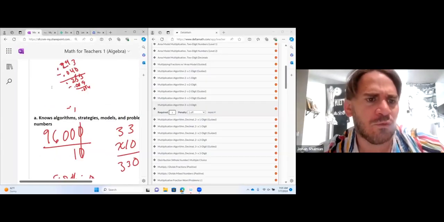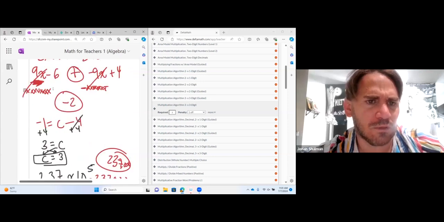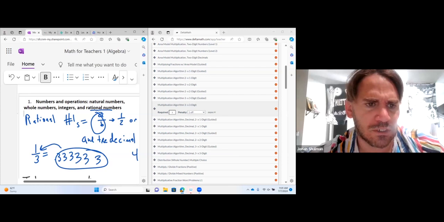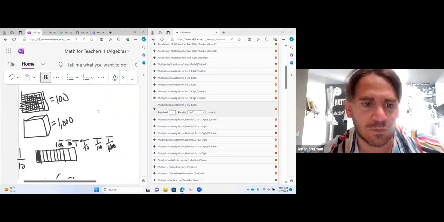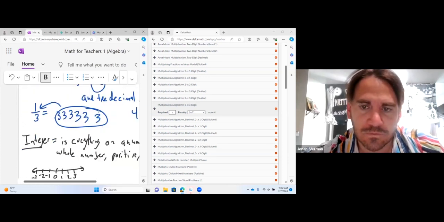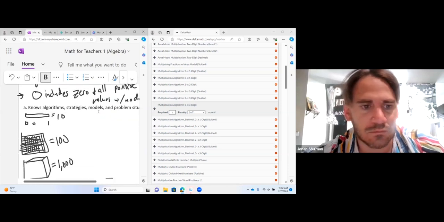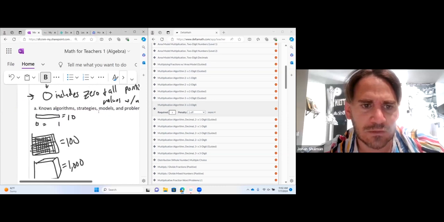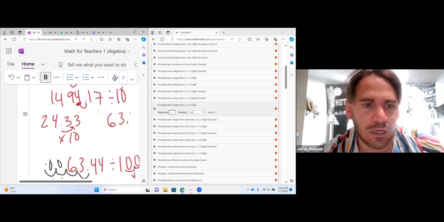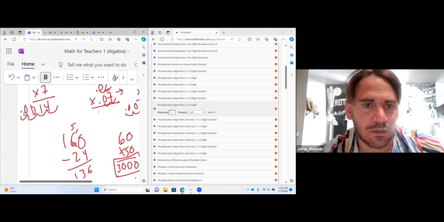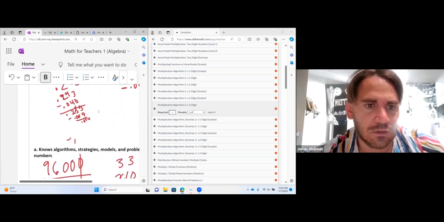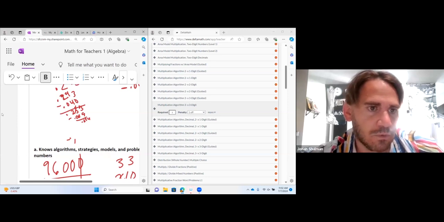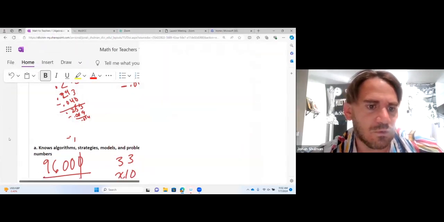If you want to follow along with me where I'm doing all the problems, this is where I'm at. We're doing numbers and operations: natural numbers, whole numbers, and rational numbers. I added in the decimals and fractions just to make it a little bit stronger. Notice algorithms and strategy modeling for adding and subtracting. That was the first one I did. And then, as you can see, it's strategies, models, and problem situations for multiplying and dividing. But where are these in general? Just if you want to see it.